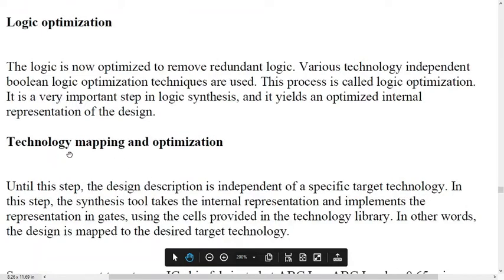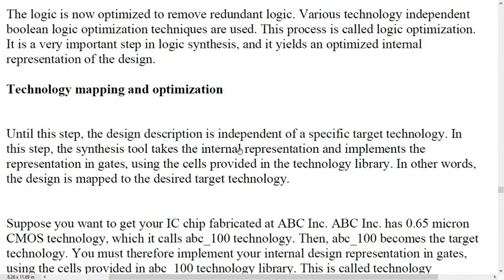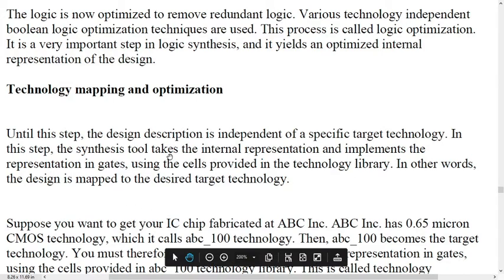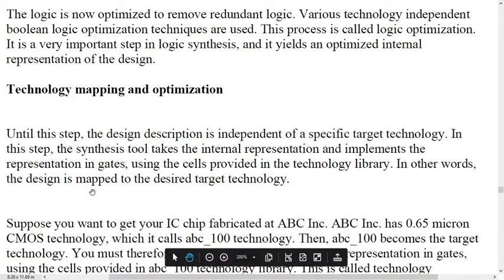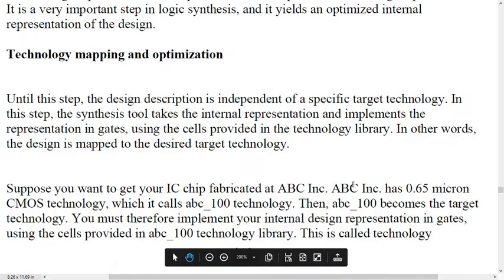So then we will have the technology mapping and optimization. Until this step, the design description is independent of any specific targeted technology. In these steps, the synthesis tool will take an internal representation and implement it in gates using cells provided in the technology library. In other words, the design is mapped to the desired target technology.